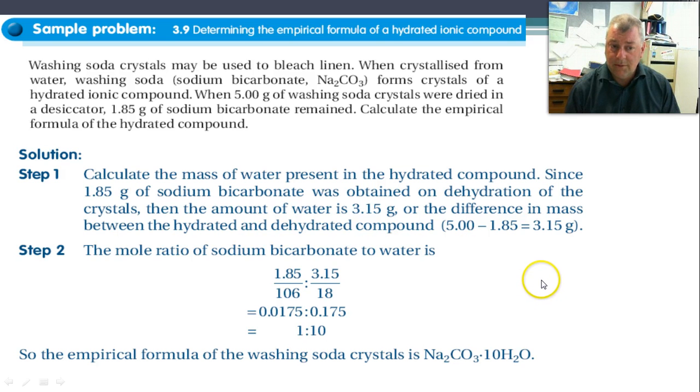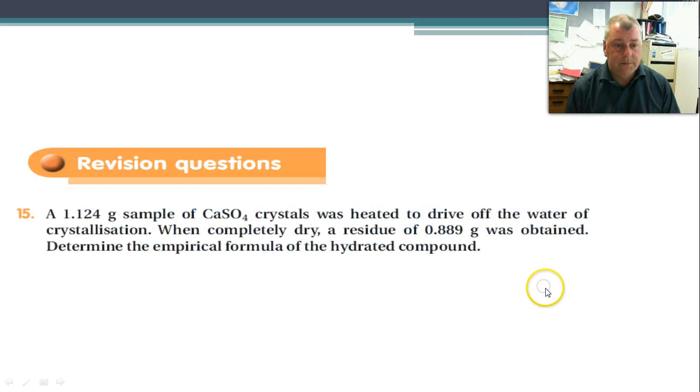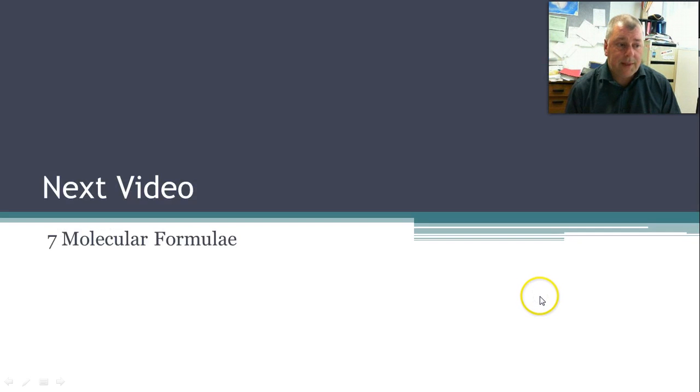So a little bit different, but again, working in moles and working in ratios. Have a go at this question. Gives you practice at doing this type of question. And in the next video, you'll be learning all about how to calculate molecular formula.